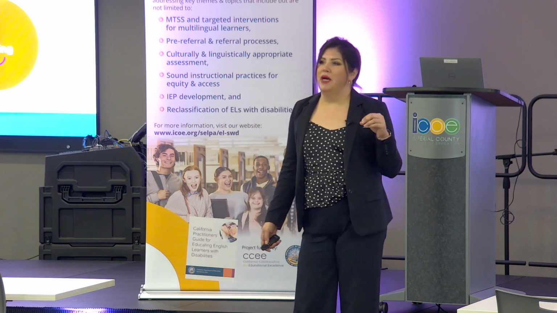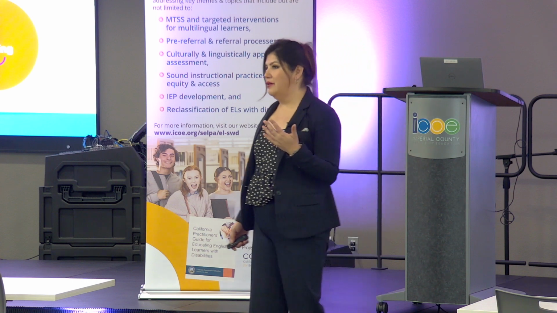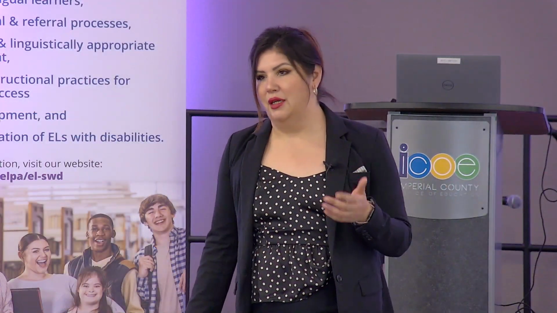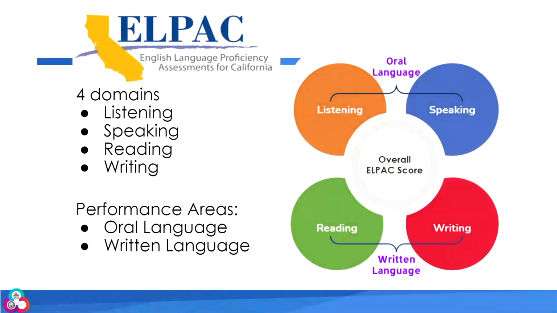I hit on this briefly, but we know that the LPAC addresses the 4 domains of language: listening, speaking, reading, and writing. So we developed this image just to lay it out graphically, because sometimes we need that to really be able to see it. When we're looking at the overall score, we're talking about an overall score that considers all of the different domains. The LPAC specifically calls out the oral language composite, listening, speaking, and the written language composite, reading and writing. However, I also invite you to look at it vertically. When we look at it vertically, we have listening and reading on one side and speaking and writing on the second.